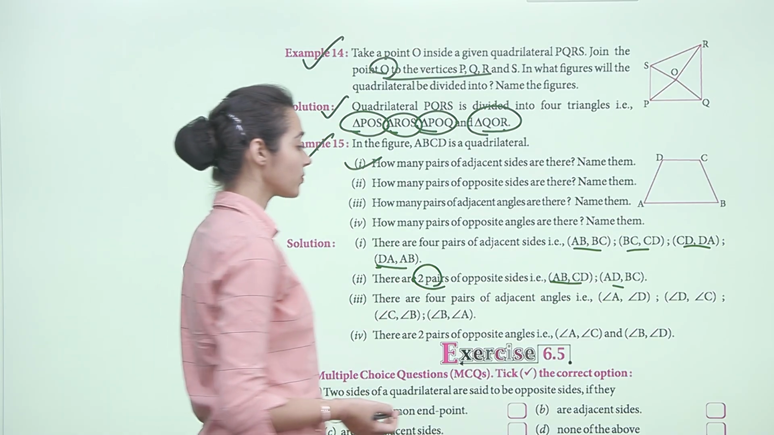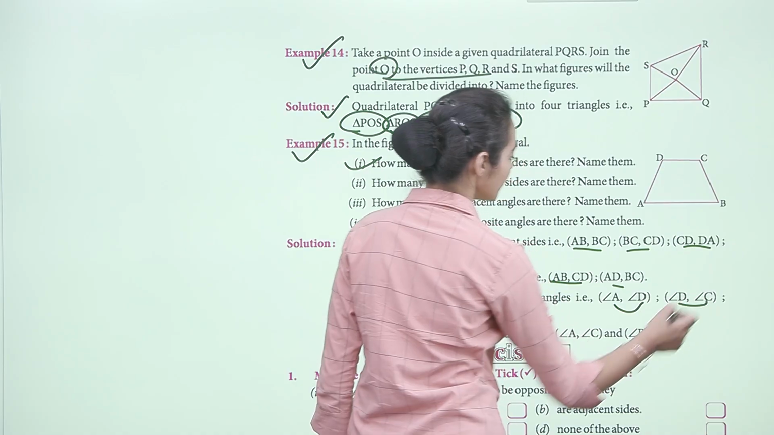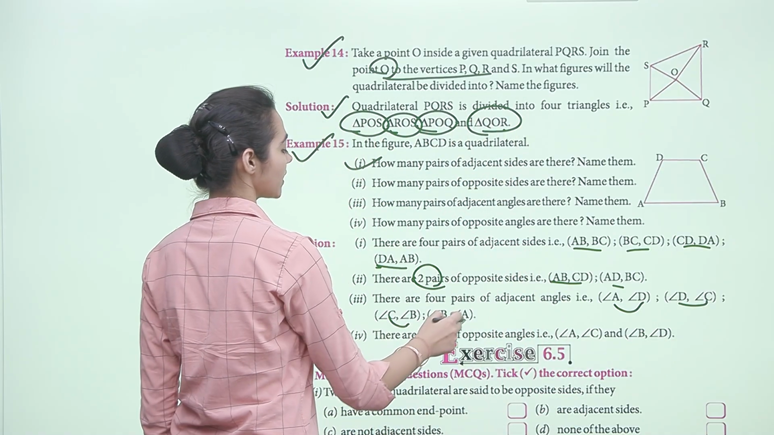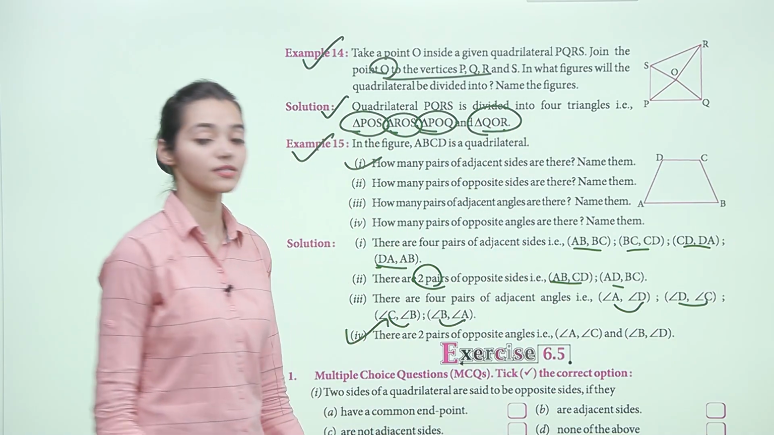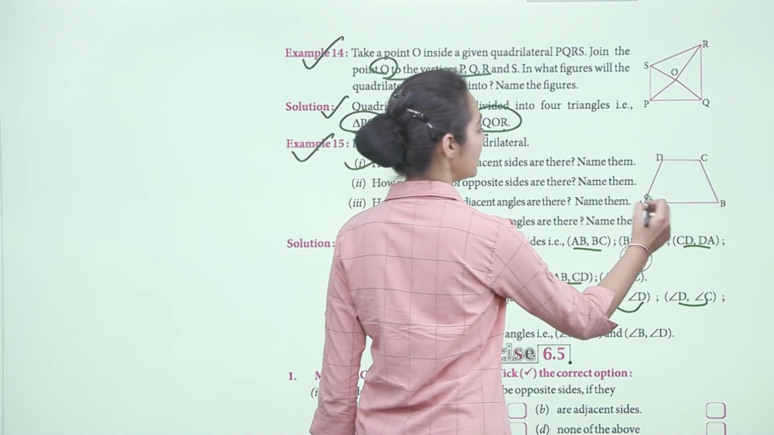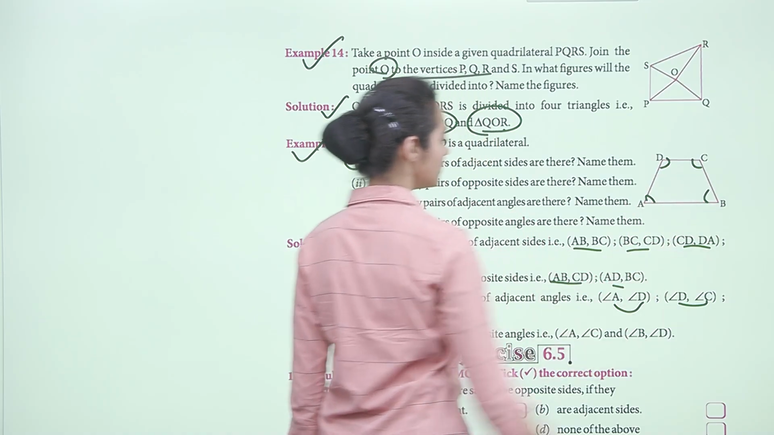Here we have to name the 4 pairs of adjacent angles, that is angle A, angle D; angle D, angle C; angle C, angle B; and angle B, angle A. Pairs of opposite angles are angle A, angle C and angle B, angle D.